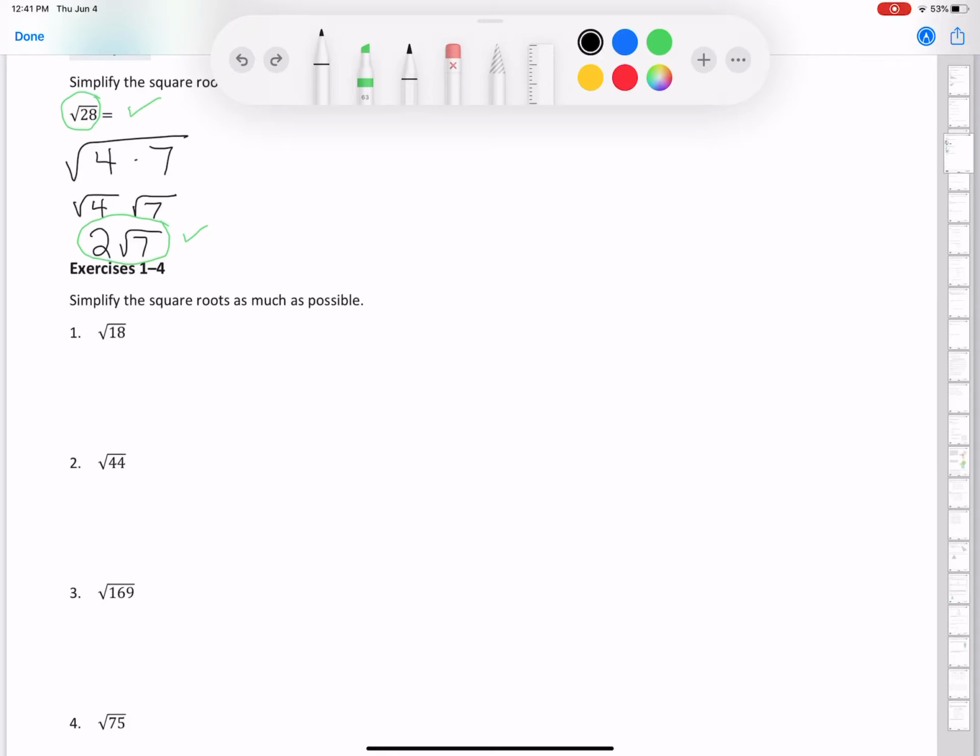Hello. So we're going to continue on with Module 7, page 16, and we're going to complete the exercises 1 through 4. So we now know that we need to find the largest perfect square that divides evenly into these numbers that appear under the square root. Those are called radicands. So 18, 44, 169, 75, those are all called radicands, and we need to find the largest perfect square that divides evenly into those numbers.